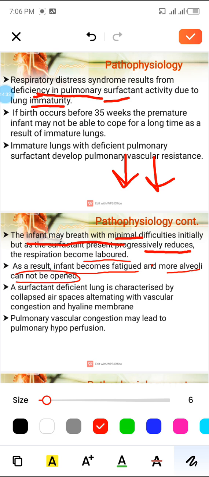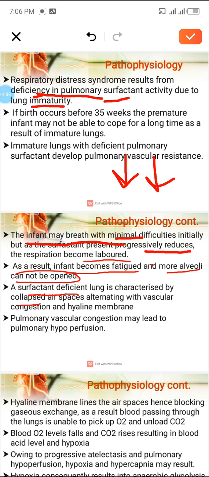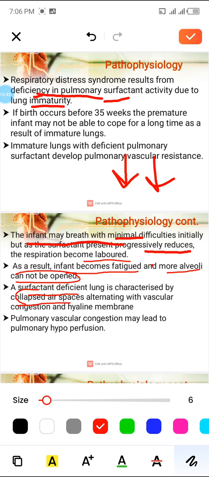This is another point where I was saying that surfactant deficiency will cause the lungs to collapse, or the airways to collapse, because there is nothing to open the alveoli up. And what opens the alveoli up is surfactant. Now, surfactant is not present. That's why the lungs are collapsing.